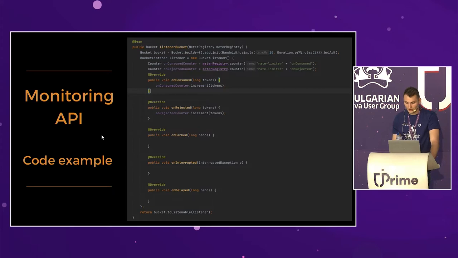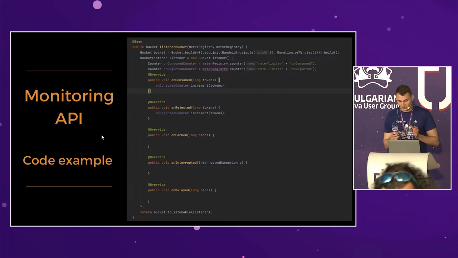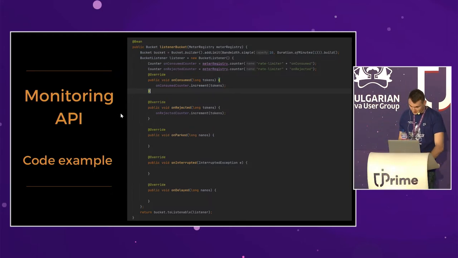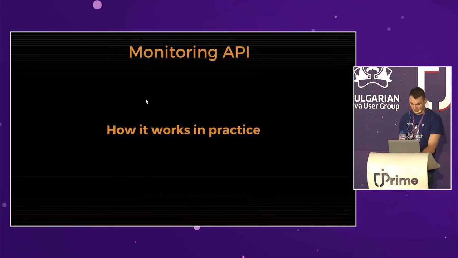Here I created a bucket with bandwidths, and after that I created two counters through Prometheus. After that I overrode the bucket listener, set the actions to increment, and set this bucket listener to our bucket. So how does it work in practice?